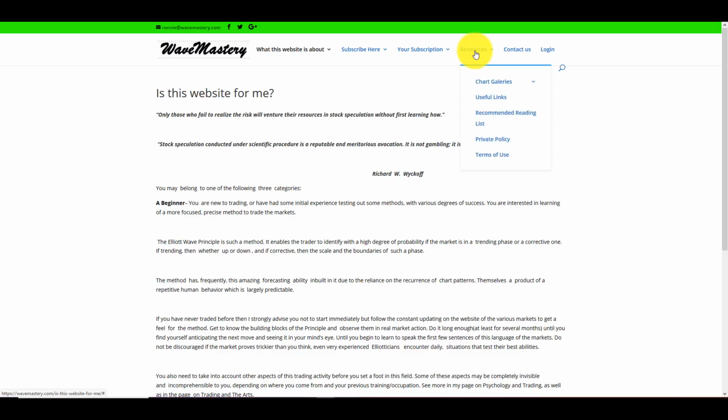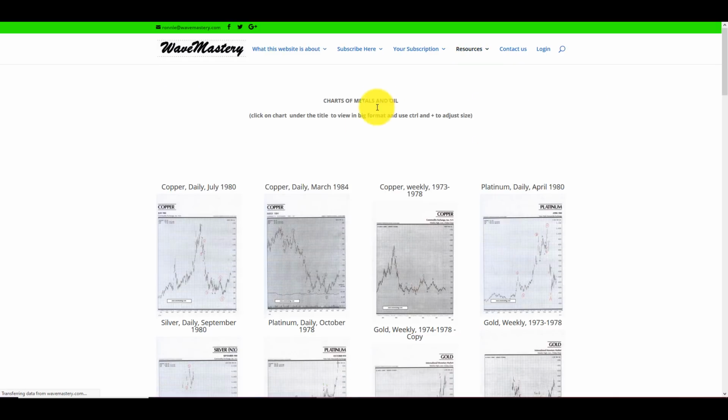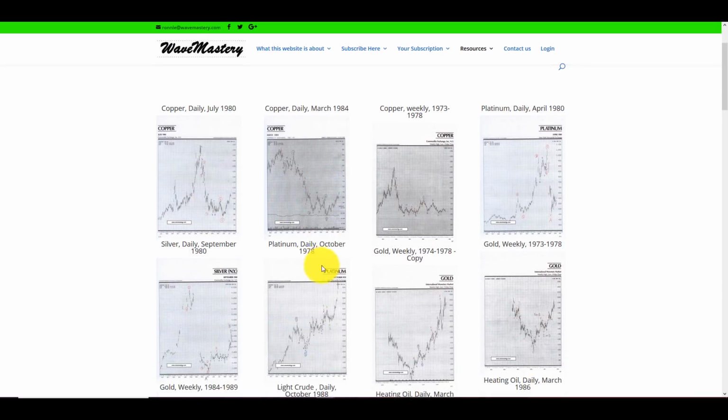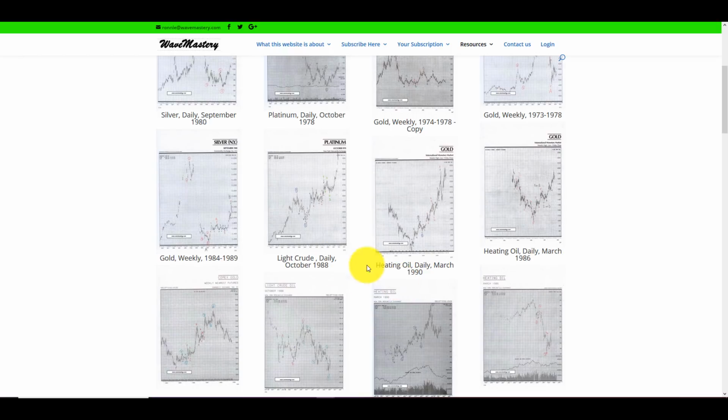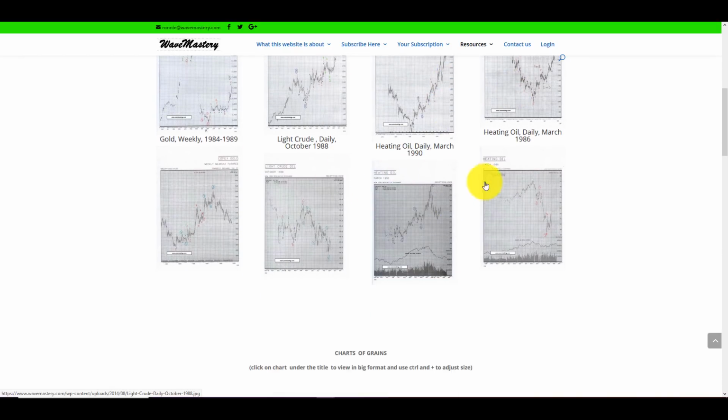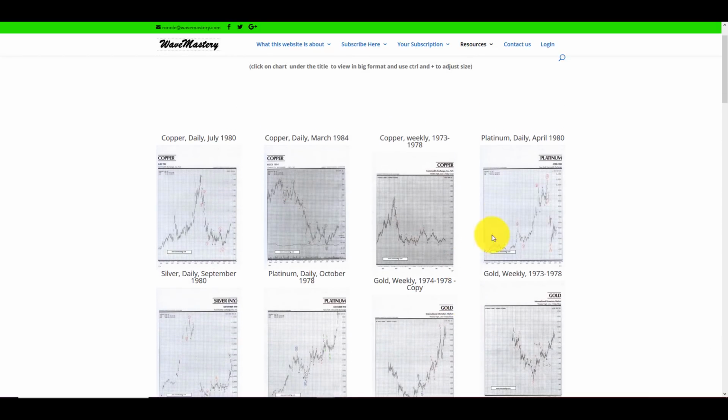Now, I have here resources. There are chart galleries right here, chart 1, 2, 3. There are plenty of charts here that give you an idea how I go about subdividing various market action here. There I covered a lot of markets, and you can see there is history here that could be very interesting for you to just go through.